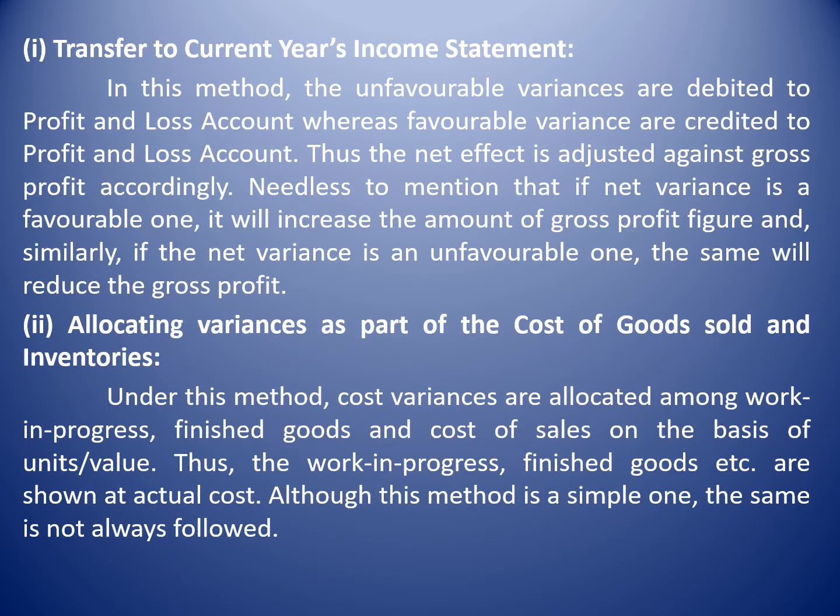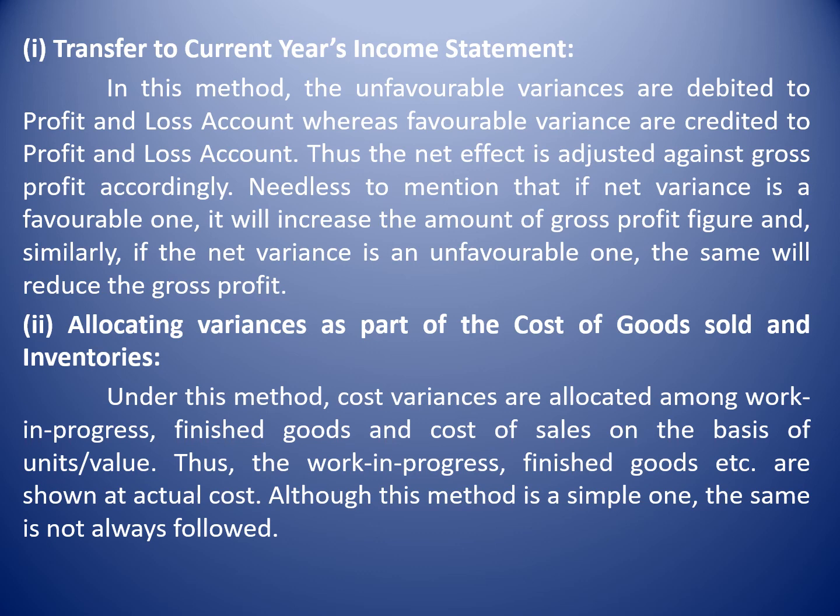Let us see what transfer to current year's income statement means. In this method, the unfavorable variances are debited to profit and loss account, whereas favorable variances are credited to profit and loss account. Thus, the net effect is adjusted against the gross profit accordingly. Needless to mention that if net variance is a favorable one, it will increase the amount of gross profit figure, and similarly, if the net variance is an unfavorable one, the same will reduce the gross profit.